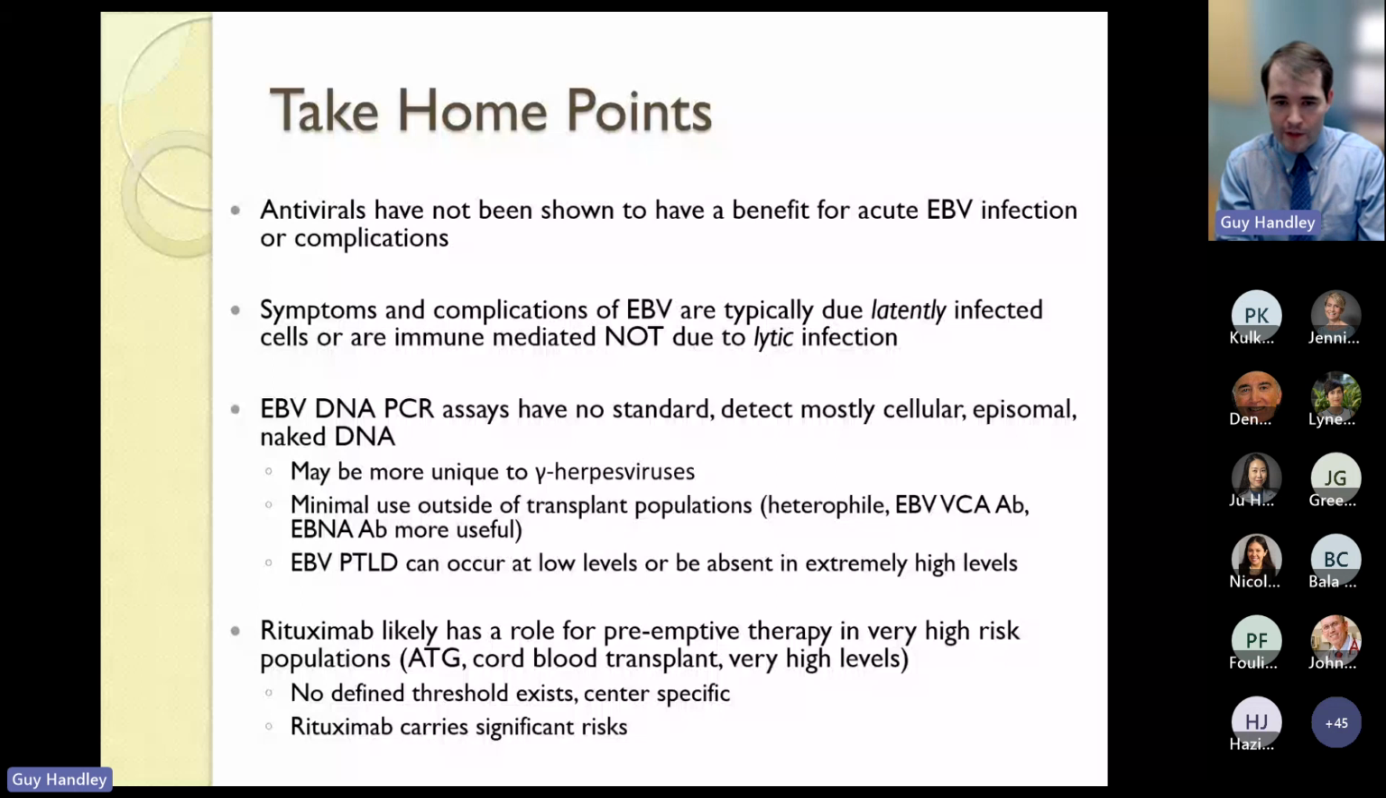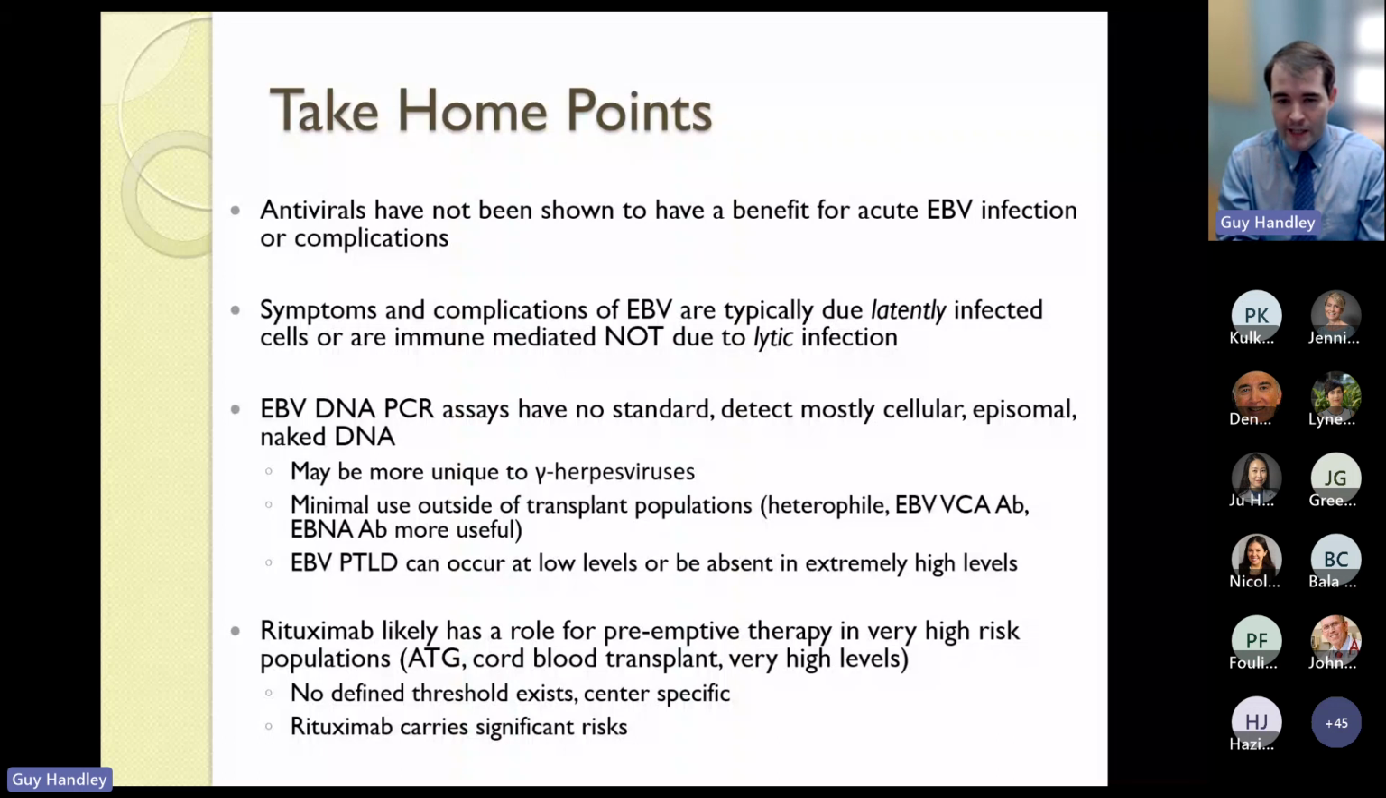We have a lot of problems with our assays, particularly the DNA in the blood. There's no standard. What you're detecting is almost always cellular, episomal, or unencapsulated DNA. It's not like alpha or beta herpes viruses. But with that germinal center theory, we do know at some point you can have shedding of lytic virus. The thought is that a memory B cell enters differentiation to a plasma cell and starts making lytic virus to go on to the next host. It's just not in circulation. That's a unique thing to gamma herpes viruses. HHV8 is thought to be the same way as well.